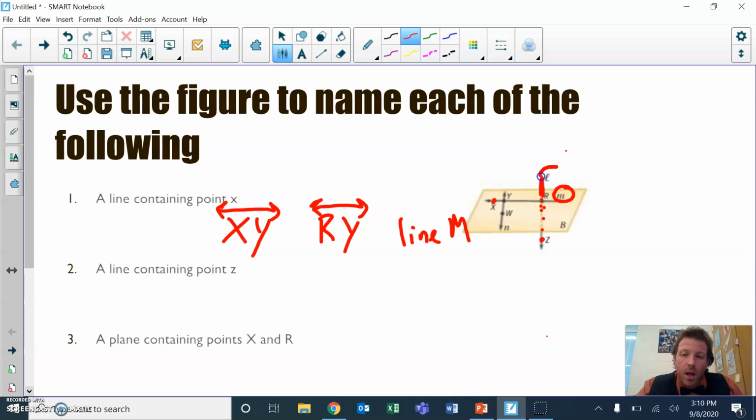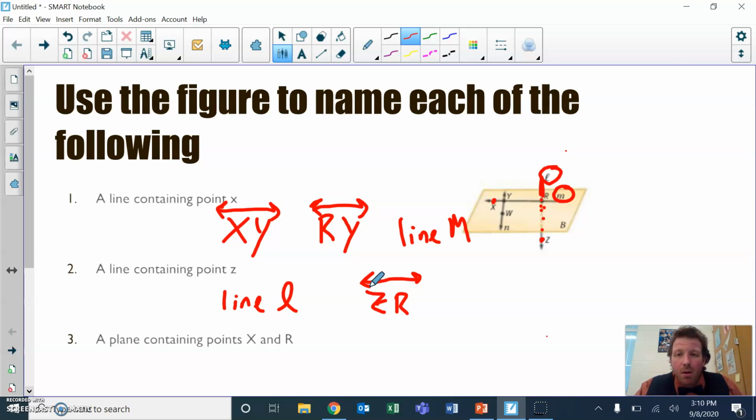You can see this little L up here. Just like the M, we can call it line M. Or I'm sorry, line L. We can call it line L. We could also call it line ZR. Or we could call it line RZ. That also works.